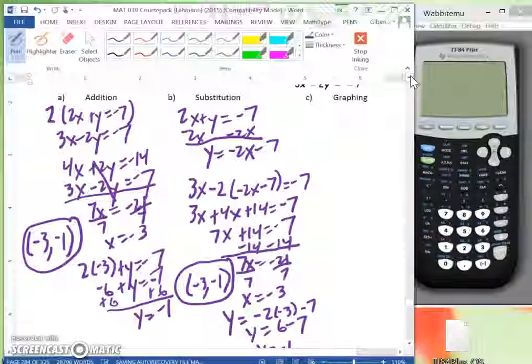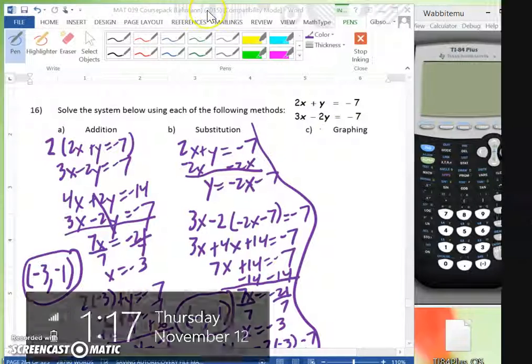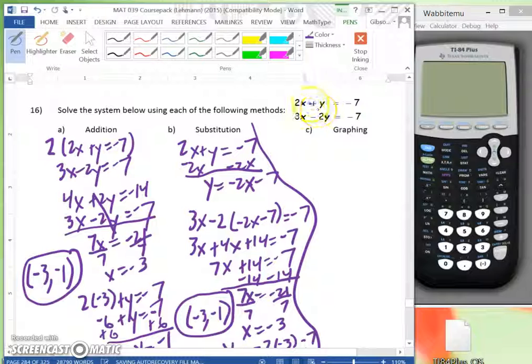Now, we come here to the last method, which is graphing. Now this is what you need to do for graphing. I'm going to draw a little line here so we'll know that this does not go with the graphing portion. Okay, what you need to do for graphing is to get y by itself. Now, we already got y by itself in the first equation, so we can write that down here. So we know one of our equations would be y equals negative 2x minus 7.